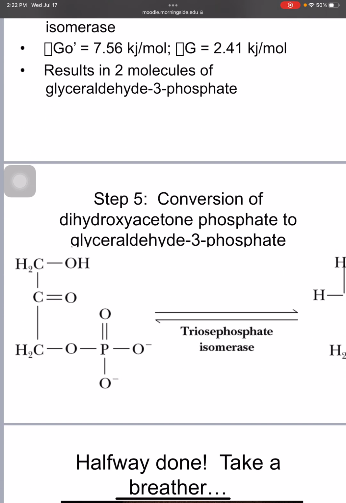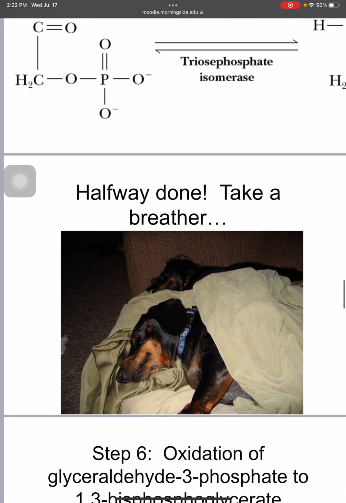And here you can see this reaction. It's got a small delta G, about positive 2.4. So it is also reversible. But at the end of step 5, you're ready to start phase 2. You got 2 molecules of glyceraldehyde 3-phosphate. Now we got to get them all the way to pyruvate.